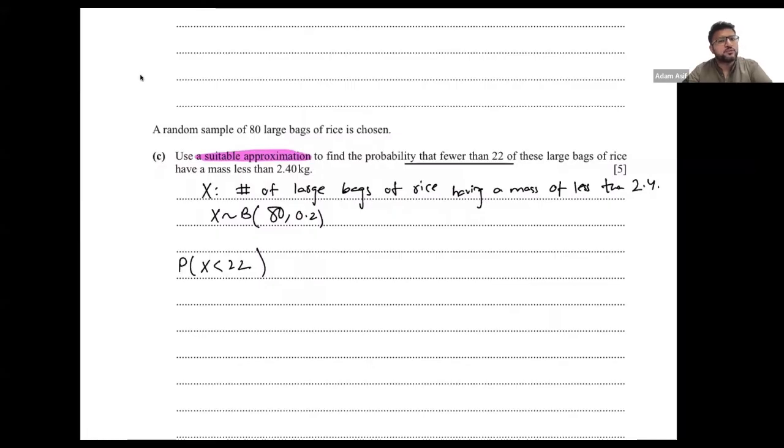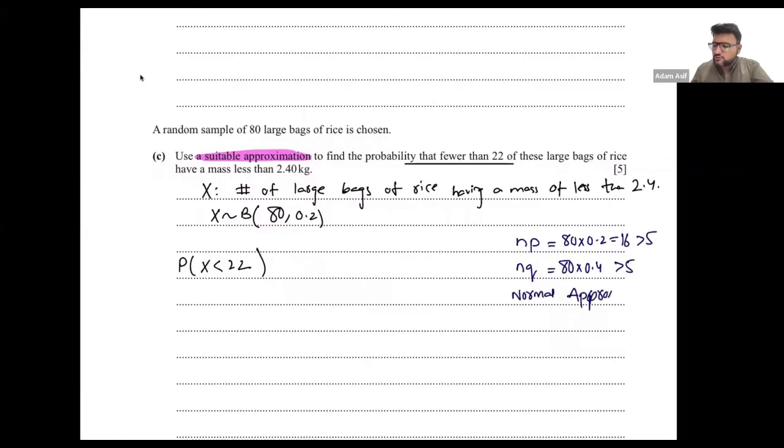Now, if you want to use normal approximation, you always have to check, is the normal approximation valid or not? So how do you check? If these two conditions are fulfilled, that is NP and NQ, these values must be greater than 5. In this case, N is 80, P is 0.2. That comes out to be 16. Is this greater than 5? Yes. NQ, that is 80 times 0.8. Obviously, this is also going to be greater than 5. So yes, you can go for normal approximation.